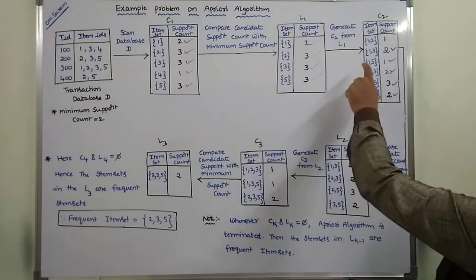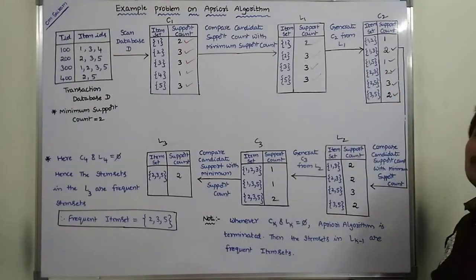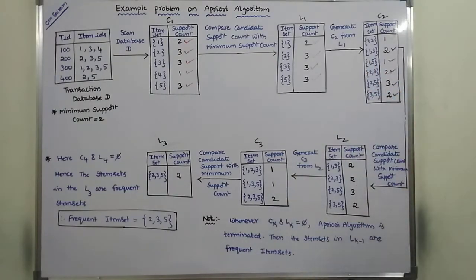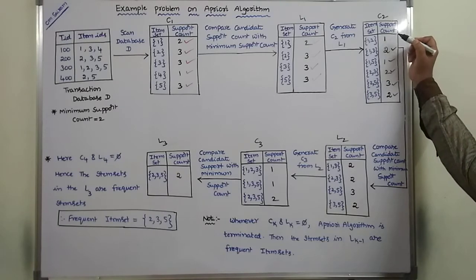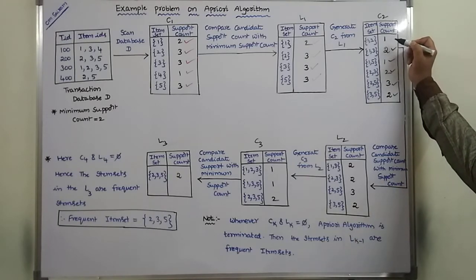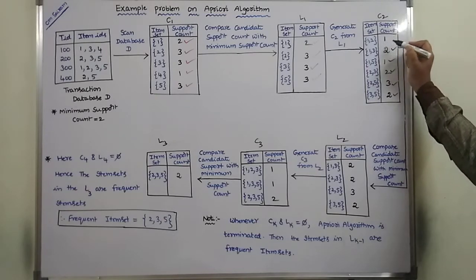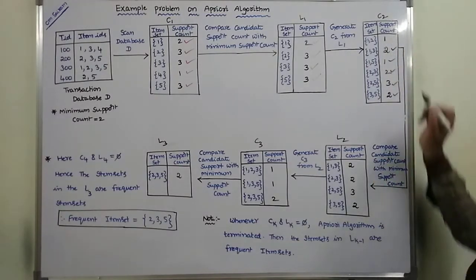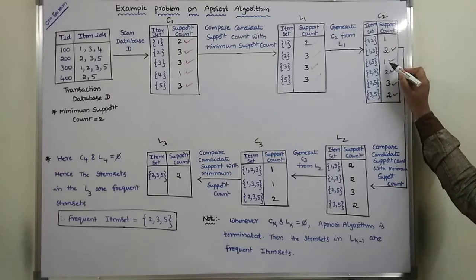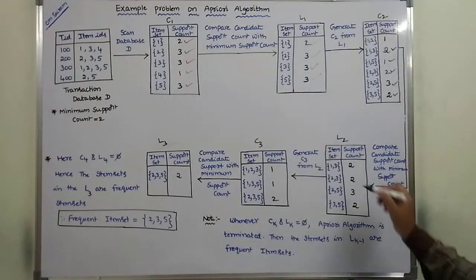Next, once we have the item set support counts in C2, compare each item set's support count with the minimum support count. If it is less than 2, it can be pruned from L2.